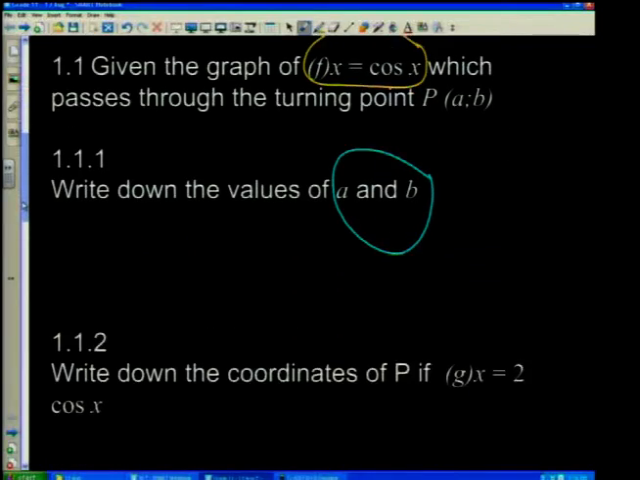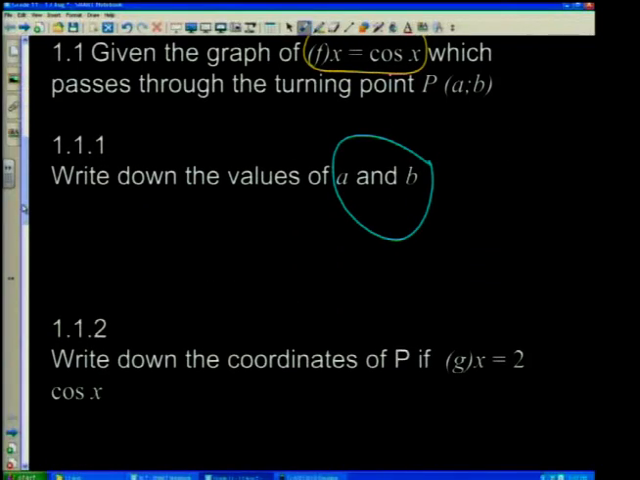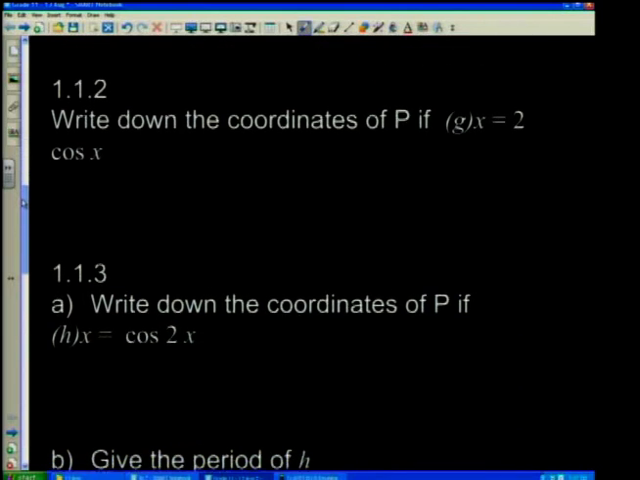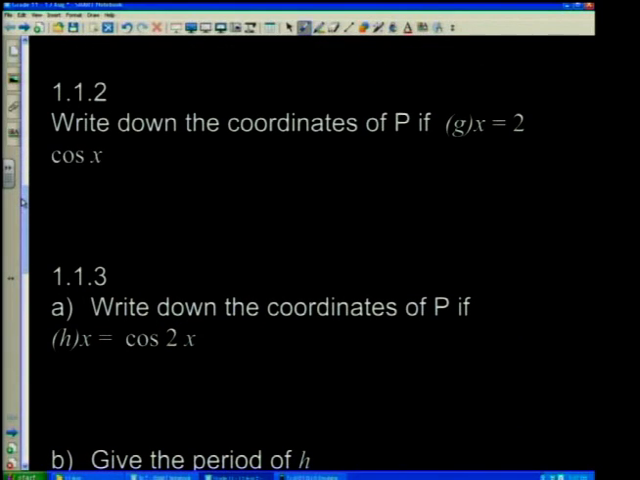Further, we would like to know how the coordinates of P would change if we were now sketching the graph of g of x is equal to 2 cos x. What changes? What is the effect of having the coefficient of cos x?